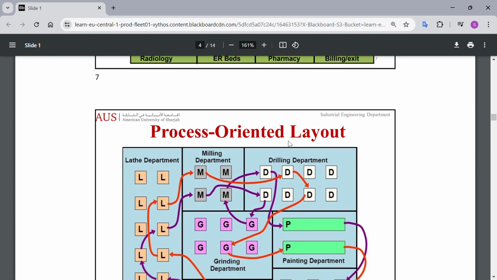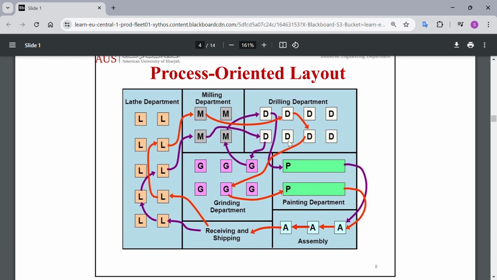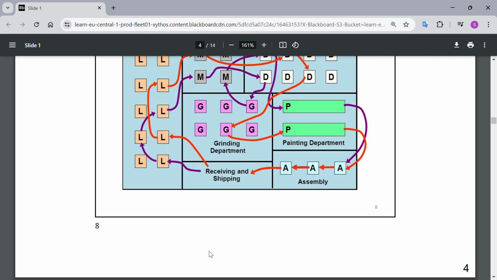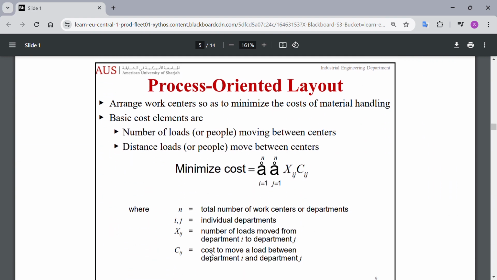So it's not random, it's calculated, and also the drilling department, and the painting department. So it's based on the process also. After the drilling is done, we take it to the painting department, as you can see, and then after the painting department it goes to the assembly, and then through the assembly it goes to the receiving and shipping, and so on, to the lathe department and the milling department. And that's why it's process based, and it also takes into consideration the transportation cost and time. So it's important. And so there is the process-oriented layout.